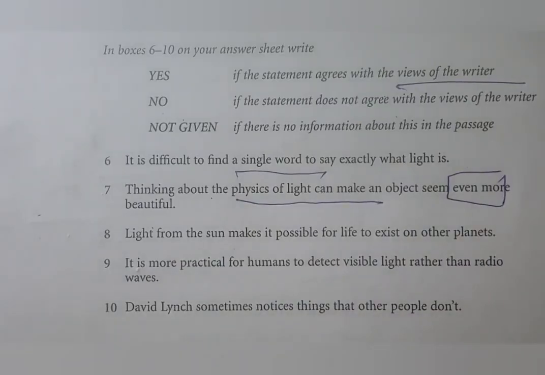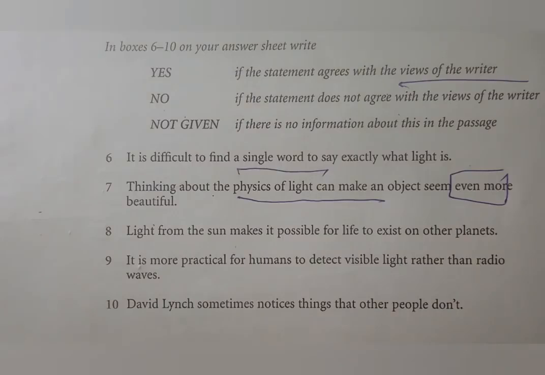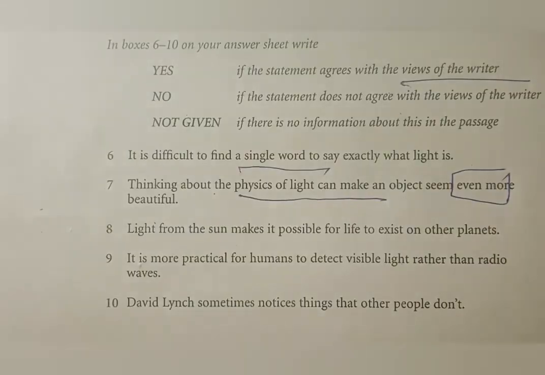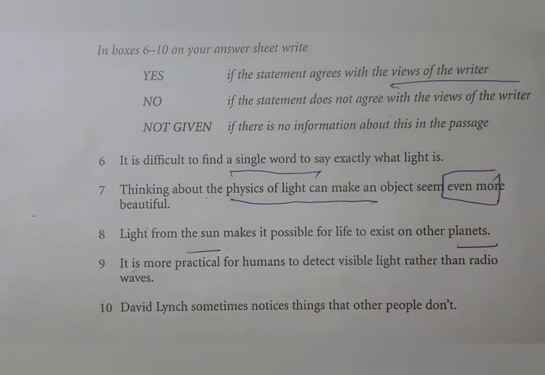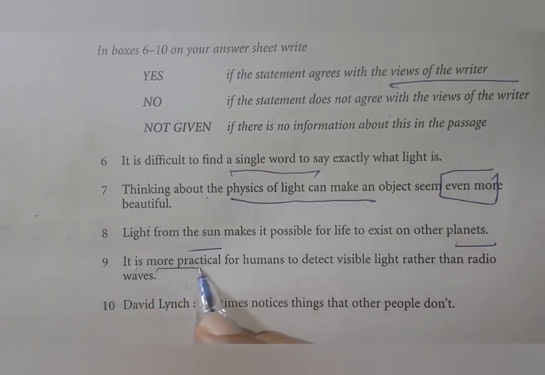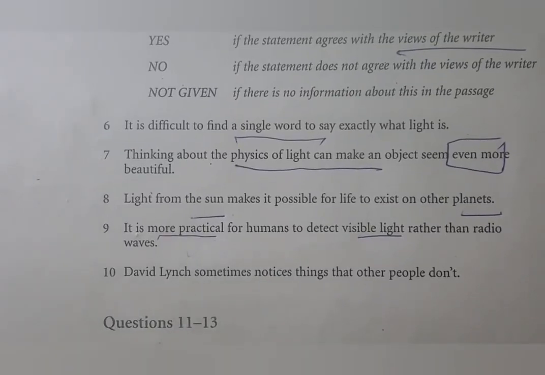More beautiful, right? So here in 8, light from the sun makes it possible to exist on other planets. So this is the 8 here. So here from the sun, planets. It is more practical for humans to detect visible light rather than radio waves. More practical, visible light than radio, right?